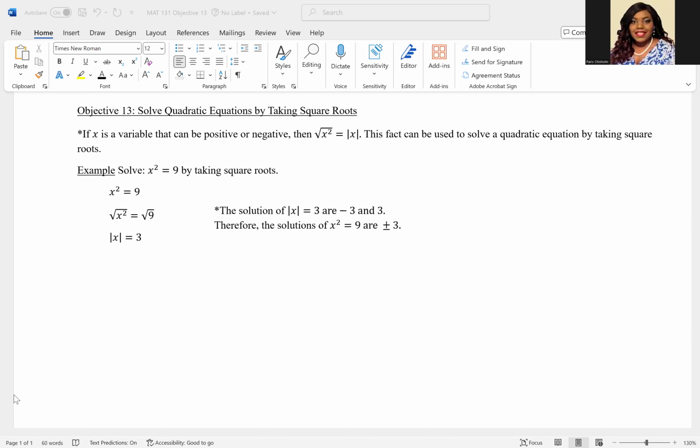All right, so let's continue looking at our examples. For example 1, we're going to look at 3x squared equals 48. All right, 3x squared equals 48.